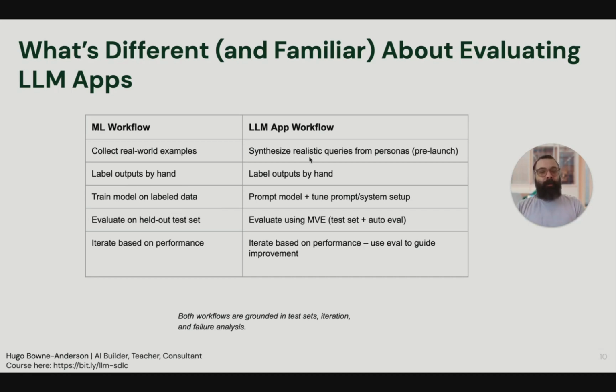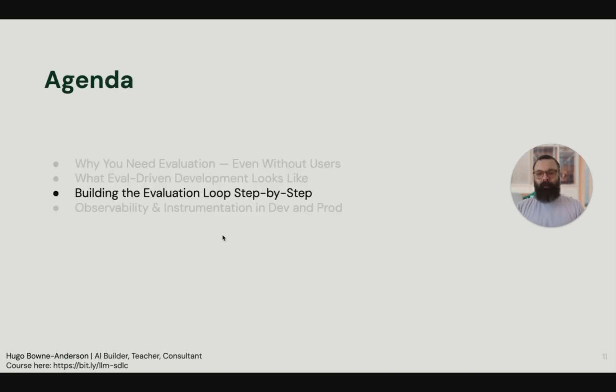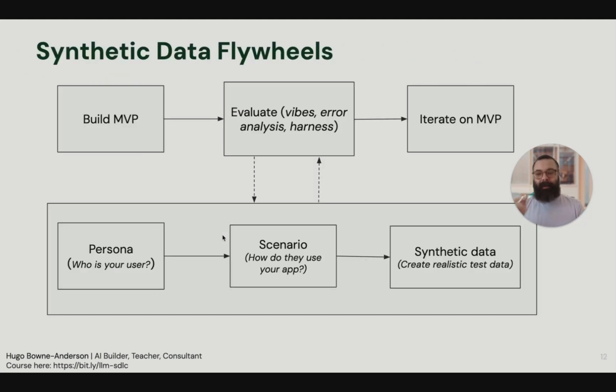In the LLM workflow, you'll prompt the model and tune the prompt and system setup. In the ML workflow, you'll evaluate on a held out test set. In the LLM workflow, you evaluate using your MVE, your eval harness test set, plus some sort of auto eval, which we'll get to. Then you iterate based on performance in both cases, okay? So the point is that both workflows are grounded in test sets, iteration, and failure analysis. So how do we actually build this evaluation loop step by step?